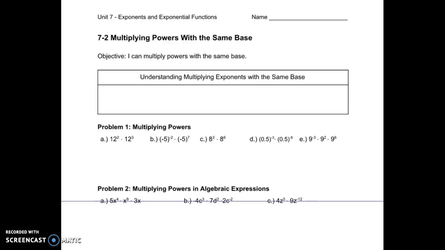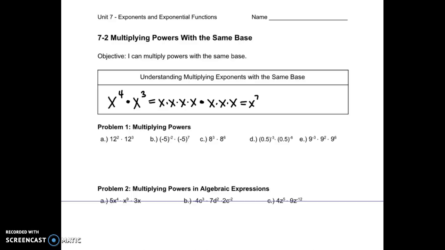So we're going to say x to the fourth times x to the third. What this means: the x to the fourth means x times x times x times x. Then we're going to multiply that by x to the third, so x times x times x. If we count up all those x's, 1, 2, 3, 4, 5, 6, 7, this is x to the 7th.